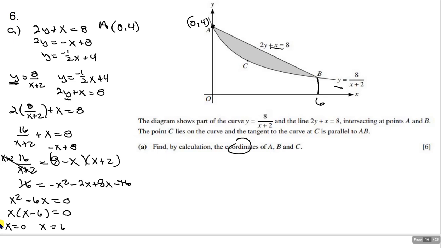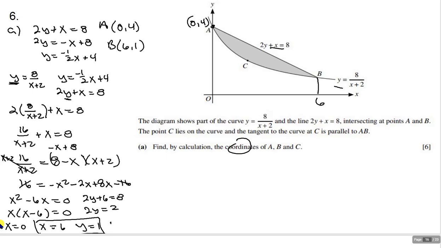They want the point. So what I'm going to do back up here is go back to the original equation here. If I put a 6 in here, 2y plus 6 equals 8. 2y equals 2. And then we've got y equals 1. All right. That gives me the point B. B is equal to 6, 1.